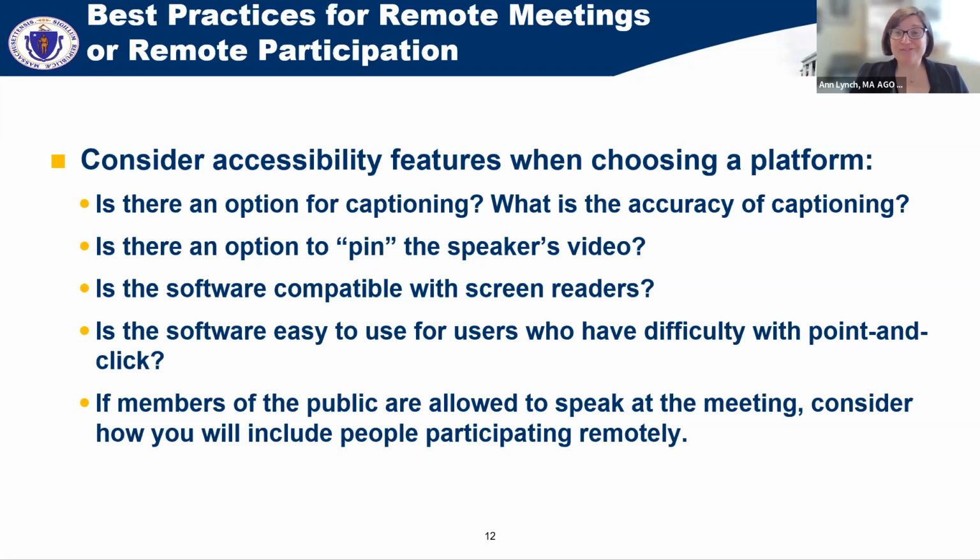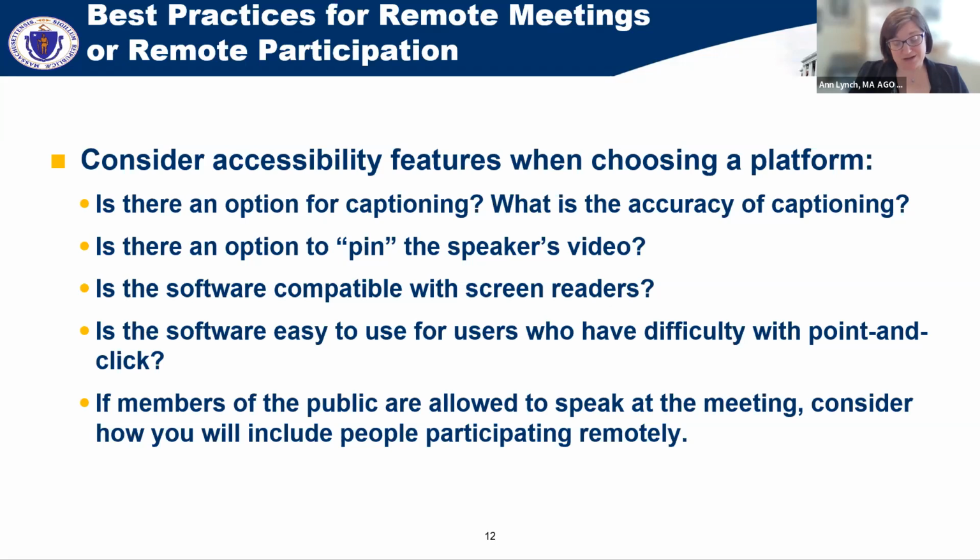Are you going to use the old-fashioned telephone, or are you going to use a video conferencing tool like we're using today with Zoom? If you're using a video conferencing tool, which one? We know there's WebEx, there's Zoom, there's Teams, there are probably others, and each one has different accessibility tools. What features does the video conferencing tool you're looking at using have?